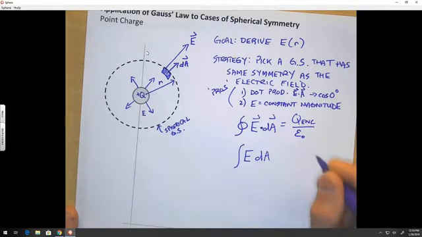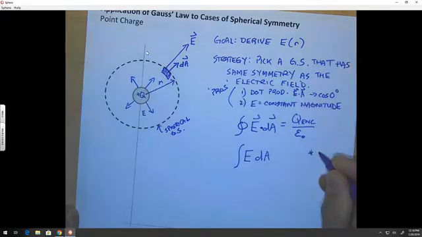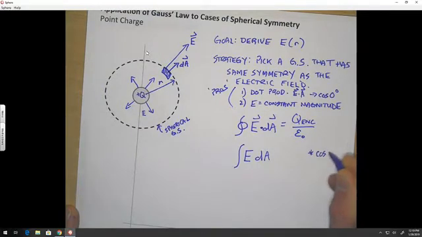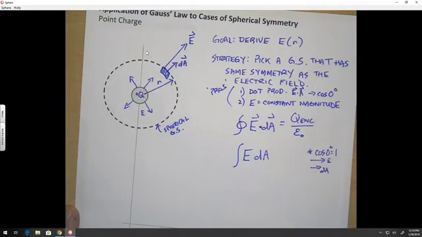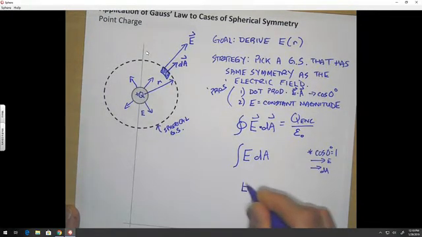I'll just put a note here. That's because the cosine of 0 is equal to 1. So my E vector and my dA vector are always pointing the same way. So I can write that. And then the other simplification is I can take that E out of the integral.